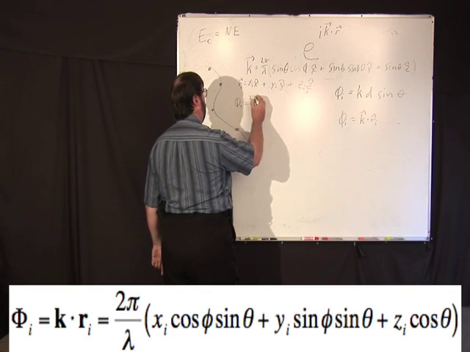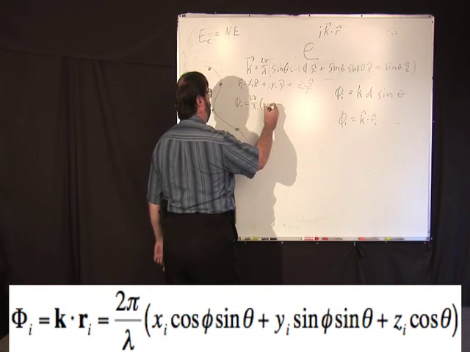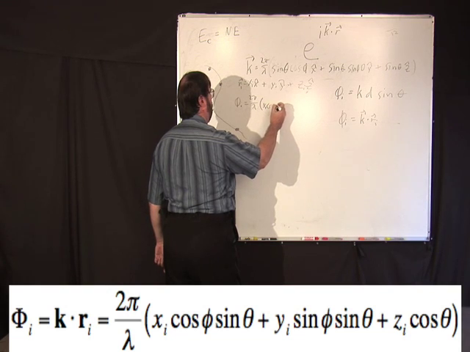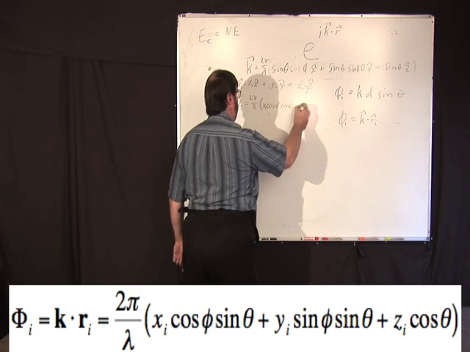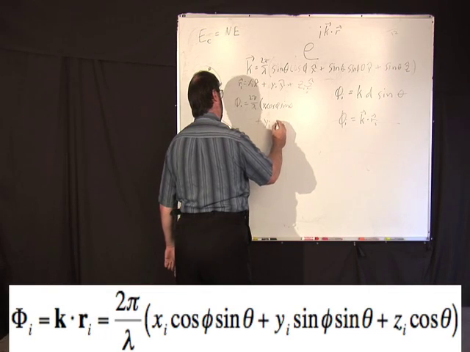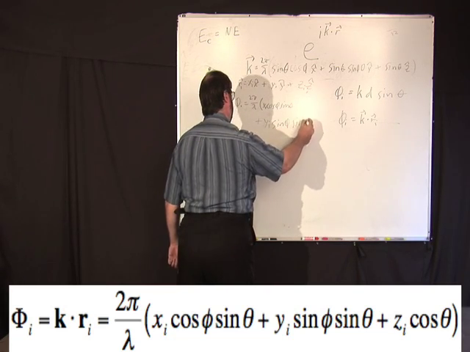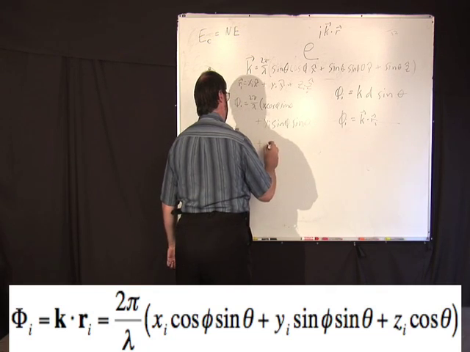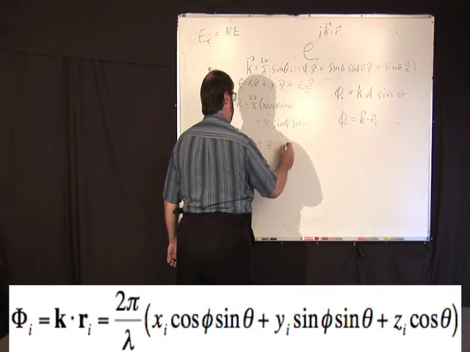So it's 2 pi over lambda times xi cosine phi sine theta, etc., plus yi sine phi sine theta plus zi cosine theta.